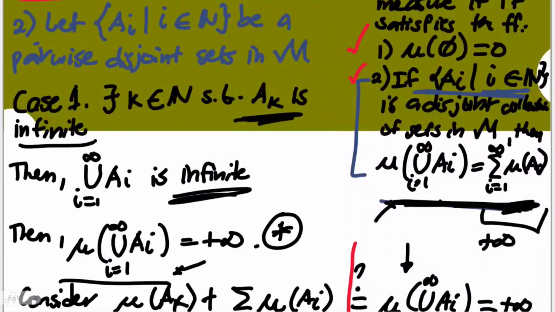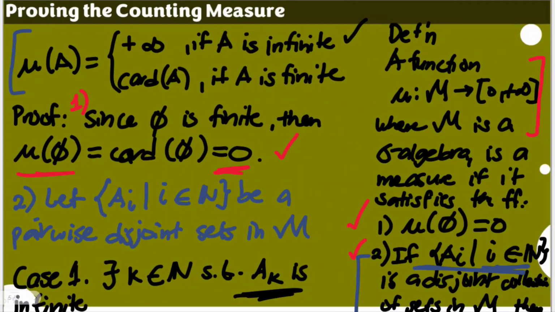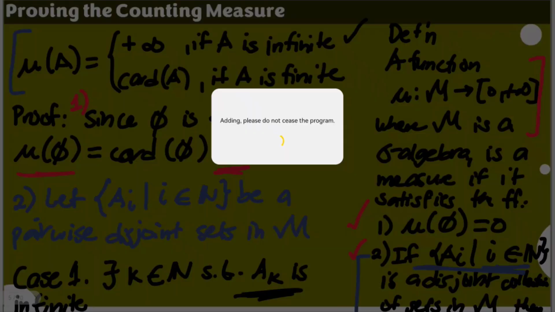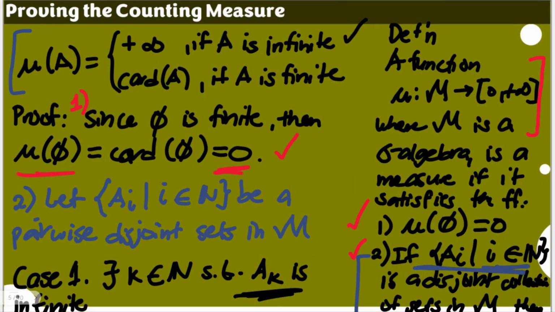Let me use another page here. Hopefully you're following. We will talk about case 2. We were able to establish that when a sub k is infinite, or satisfying the second situation, this is true: the mu of the union of a sub i, where i starts from 1 to infinity, is equal to the summation of all mu of a sub i, where i starts from 1 to infinity. This is already presented here as well.